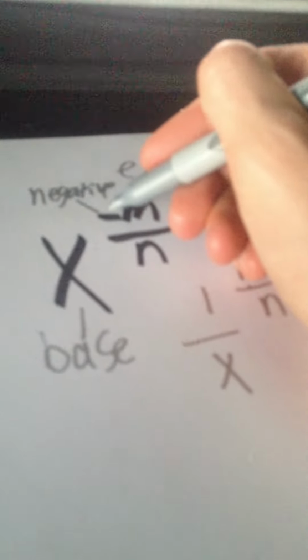When the exponent has a negative sign, the base needs to be flipped to its reciprocal. So in this instance, it would look like 1 over x to the now positive m over n. The negative sign makes no difference in changing it from being a negative to a positive. It only means that you need to flip the base to its reciprocal. So it would look like 1 over x to the m over n.